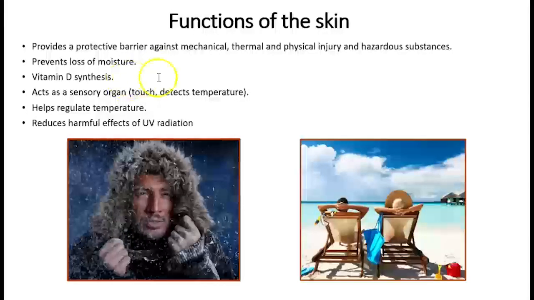Vitamin D synthesis: one of the steps necessary to produce vitamin D happens in the skin. Sensation: we have receptors in the skin, for example, receptors for temperature and for pain. Thermoregulation: it insulates our body so we don't lose our temperature.